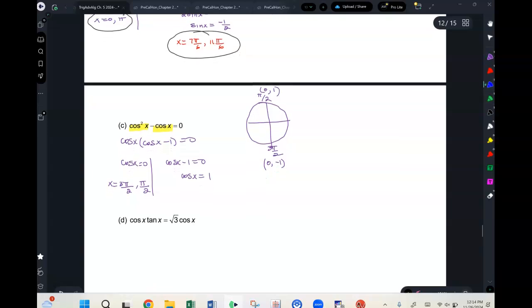But look at these two. (1, 0) and (negative 1, 0). For which one is cosine 1? The x value. Just 0. Right? So we're just looking at the x values, and it's these three that we want. So x equals 0 and these two.